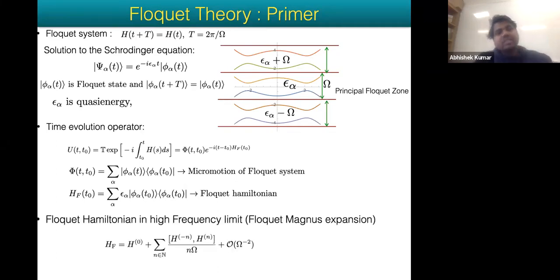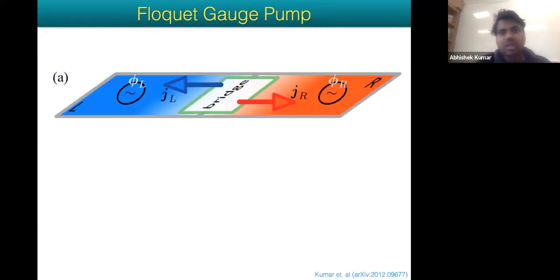So in general, calculating a Floquet Hamiltonian is difficult, but in the high frequency limit, we can use the Floquet Magnus expansion or some other expansion to calculate the Floquet Hamiltonian. Here the Hn are basically Fourier coefficients of the Hamiltonian.